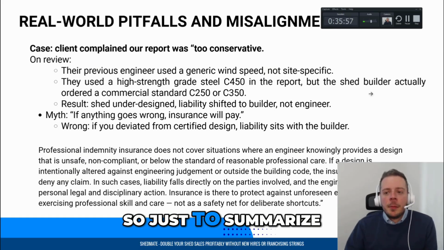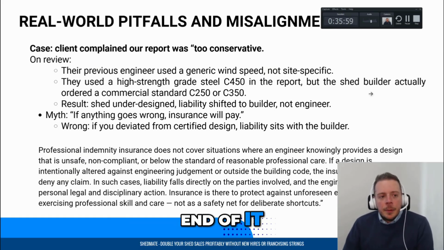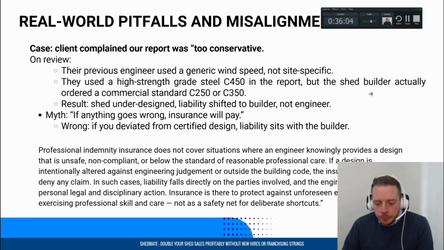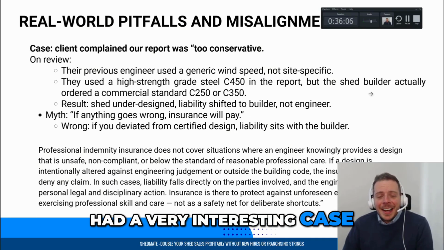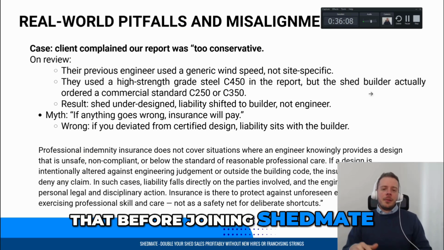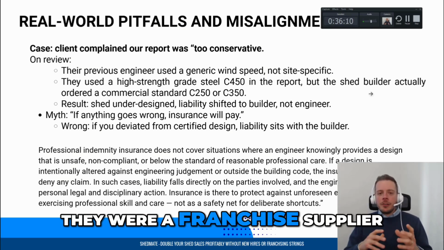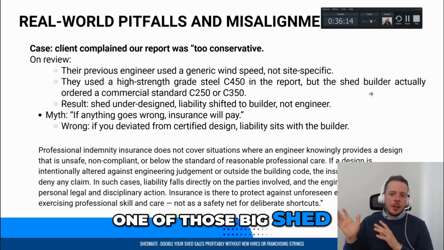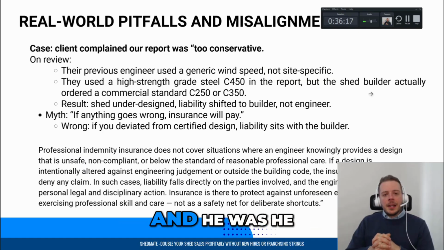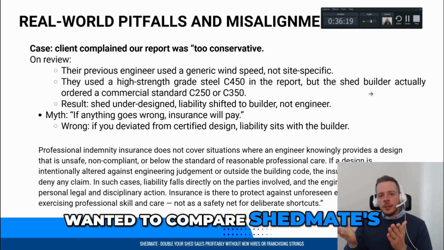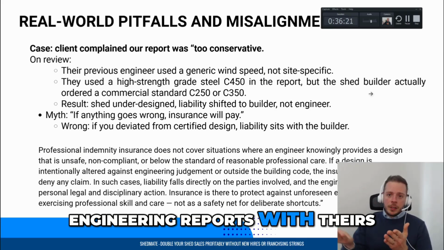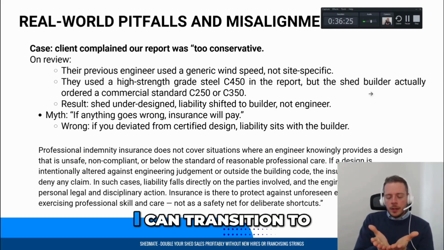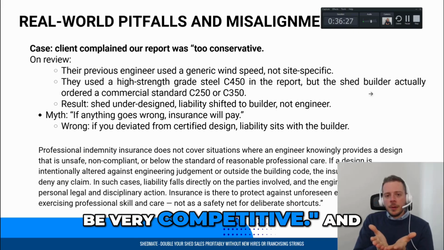So just to summarize, getting to the end of it, a discussion about real world pitfalls and misalignments. I had a very interesting case. We had a customer that, before joining Shedmate, was a franchise supplier. I won't name them specifically, but they were one of those big shed suppliers out there. And he wanted to compare Shedmate's engineering reports with theirs, to say, okay, I can transition to Shedmate because it's going to be very competitive.